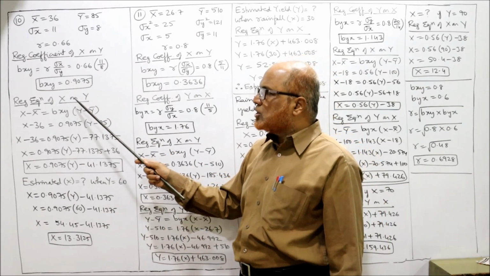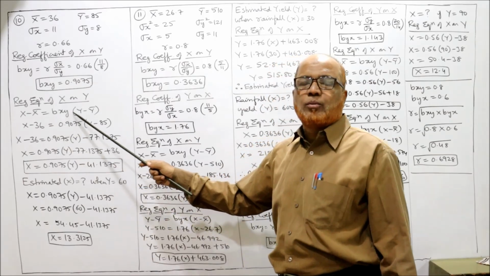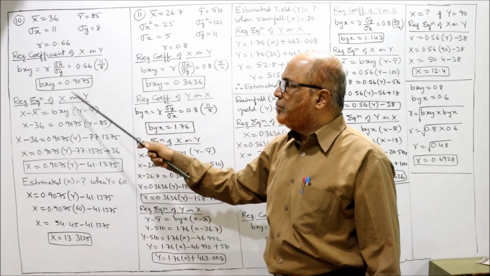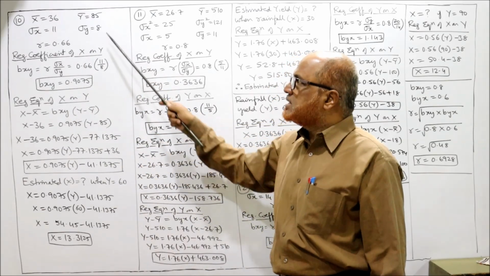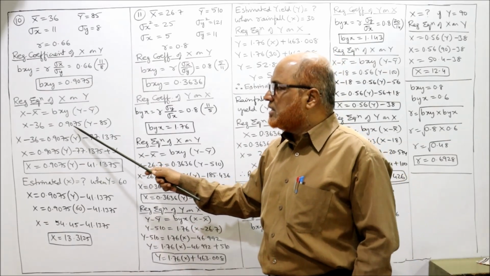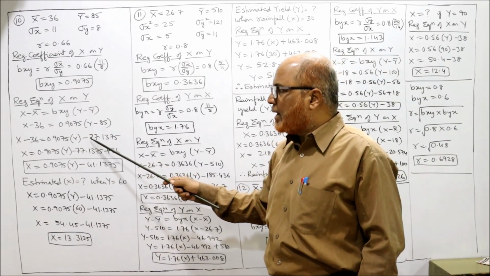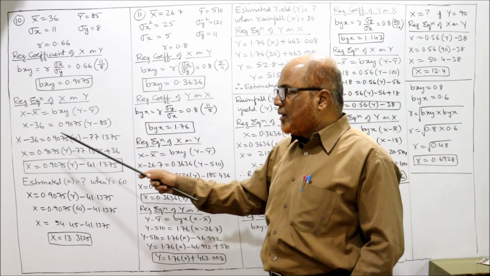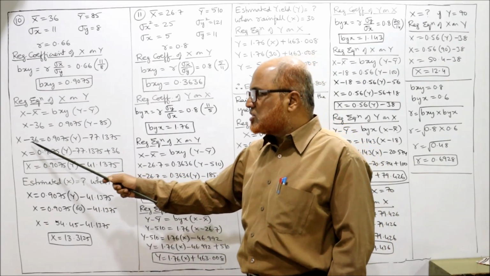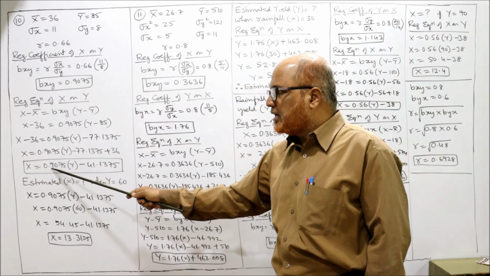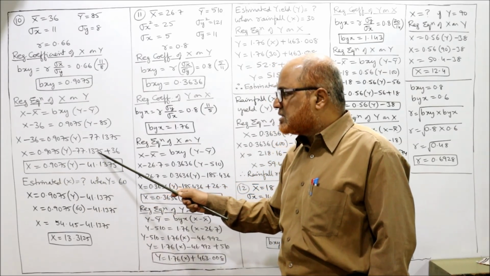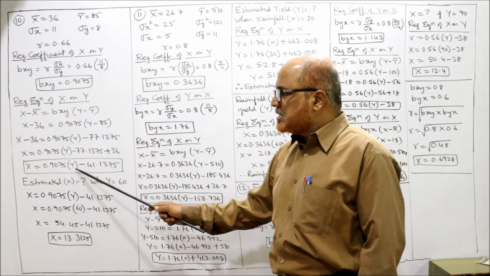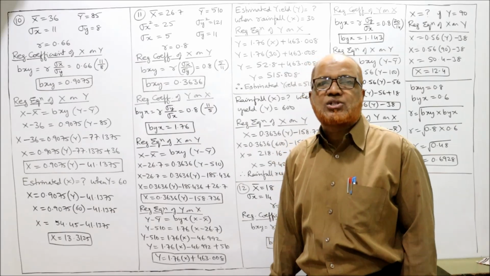Now regression equation of x on y. X minus x bar is equal to bxy into y minus y bar. X minus 36, x bar is 36. Bxy 0.9075, y bar is 85. Now open the bracket, 0.9075 into y minus 0.9075 into 85, 77.1375. Bring this 36 to RHS. Minus 36 will become plus 36. So 0.9075 y minus 77.1375 plus 36. You will get minus 41.1375. This is the regression equation of x on y.